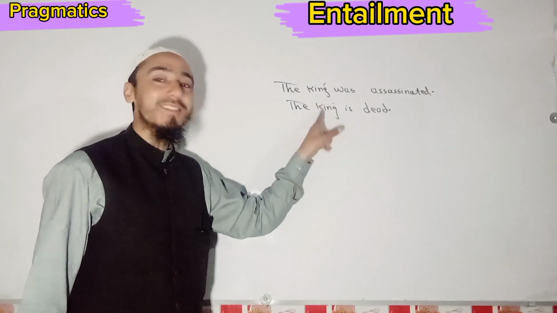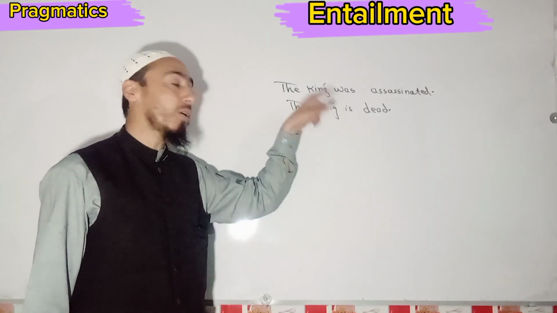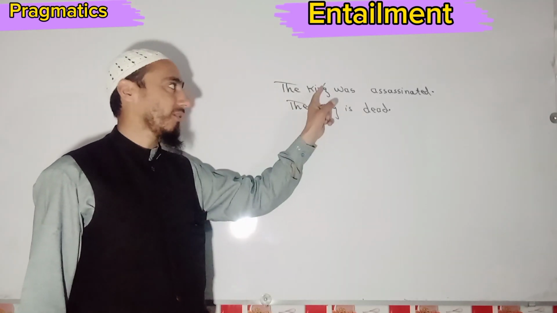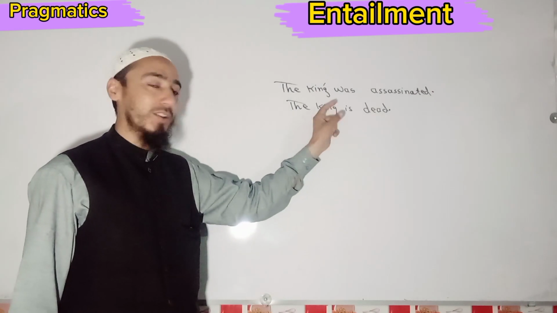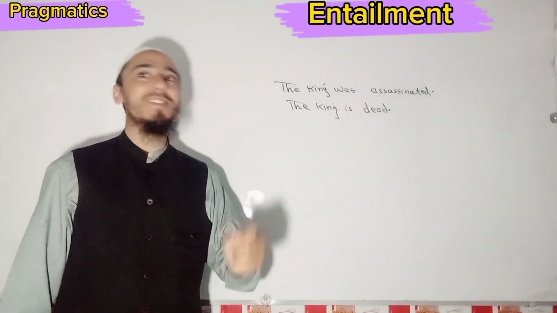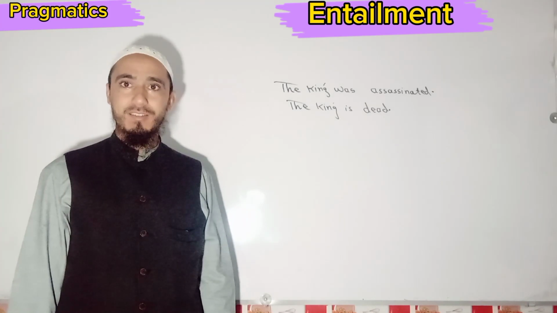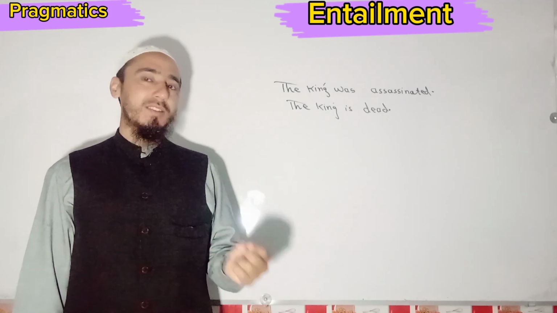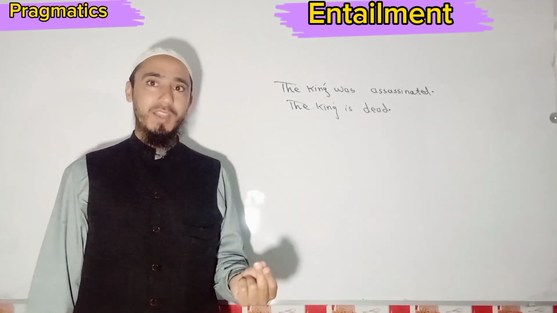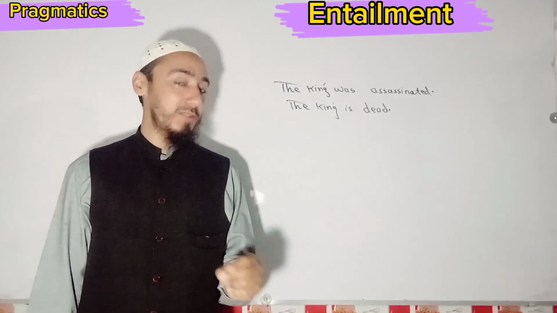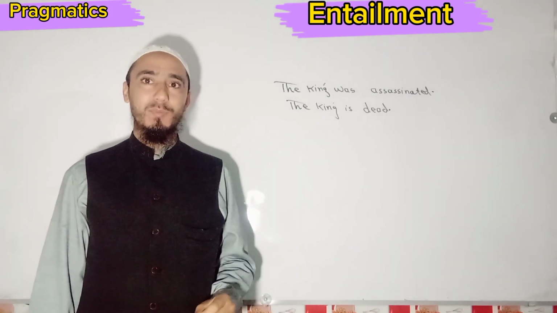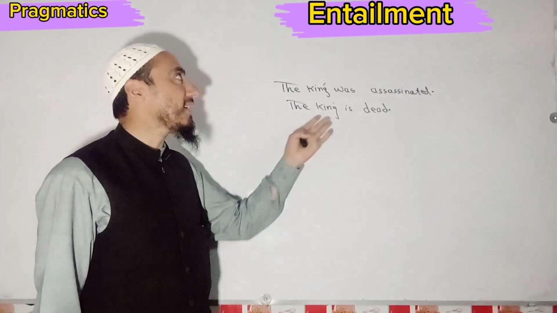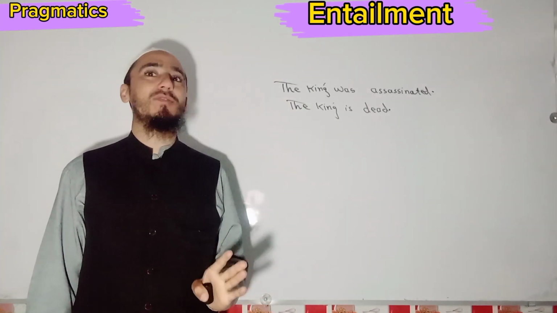So this second sentence entails that, it proves that the first sentence is true because it is the proof, it is the argument and evidence for the first sentence. So entailment means if statement A is true, statement B must be true. If statement A is false, statement B must be false. Now the question is, what is the main difference between entailment and presupposition?